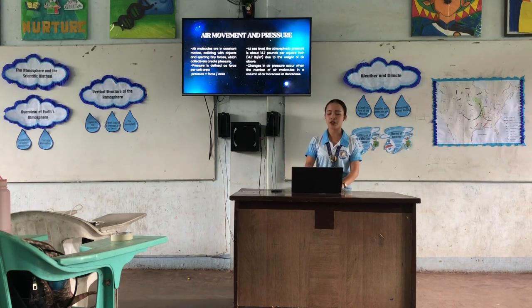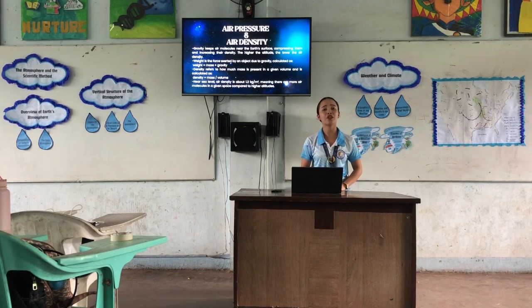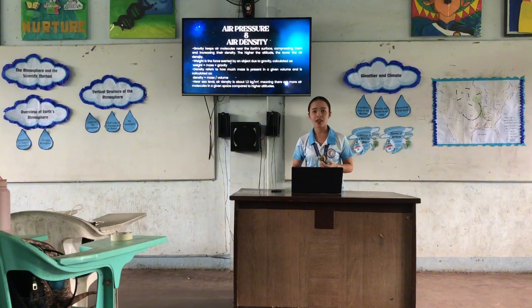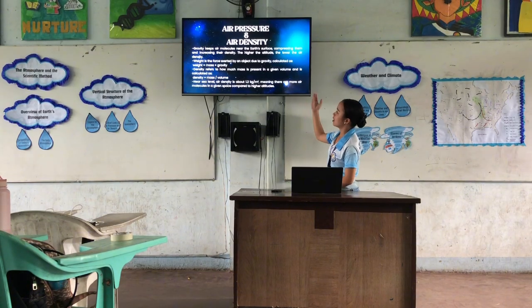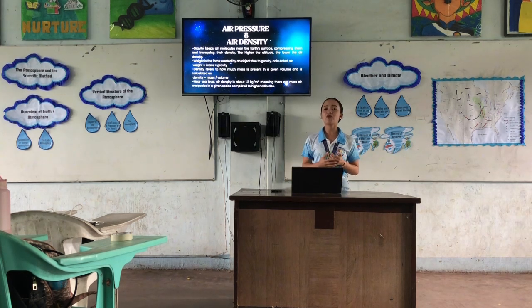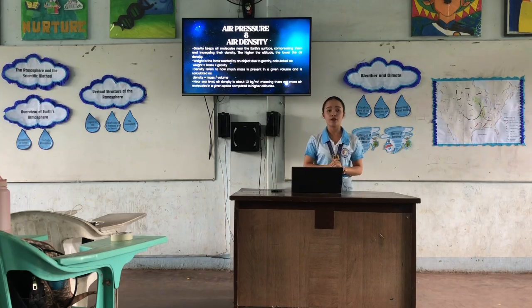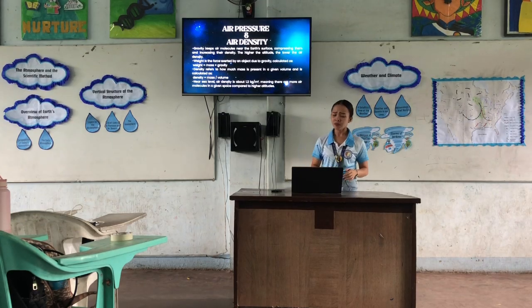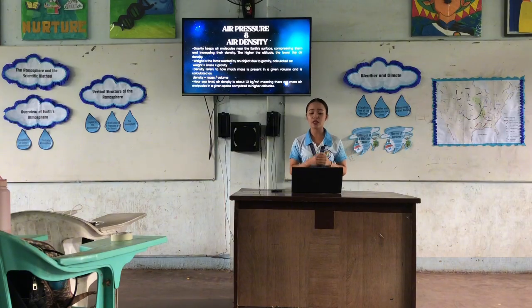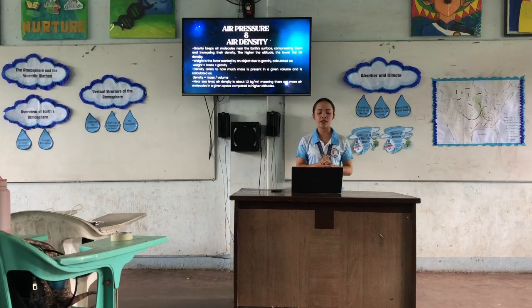So to explain further, weight is the force an object experiences due to gravity. We calculate it using the formula weight equals mass times gravity. Meanwhile, density refers to how much mass is present in a given volume, and it is calculated as density equals mass over volume. So near sea level, air density is about 1.2 kilograms per cubic meter, meaning there are more air molecules in a given space compared to higher altitudes.